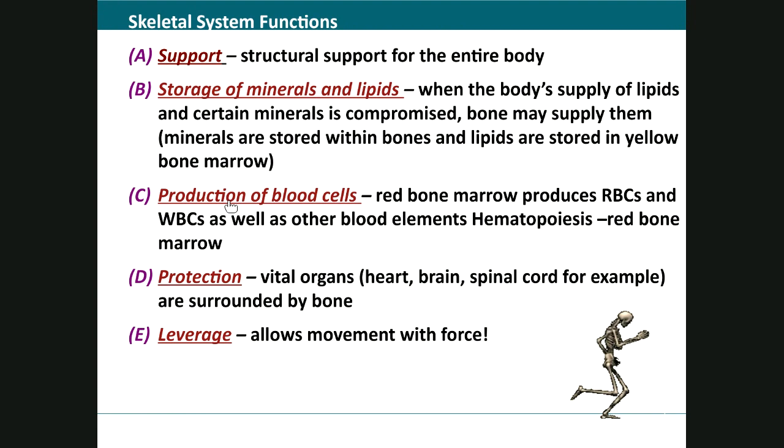Within red bone marrow, through a process of hematopoiesis, we produce blood cells: red blood cells, white blood cells, and platelets. The skeletal system also functions in protection, protects some of our vital organs, including the heart, brain, and spinal cord, and allows for movement with force, leverage. So the skeletal muscles connect to the skeletal system, and as the skeletal muscles contract around our articulations, it allows us to move.